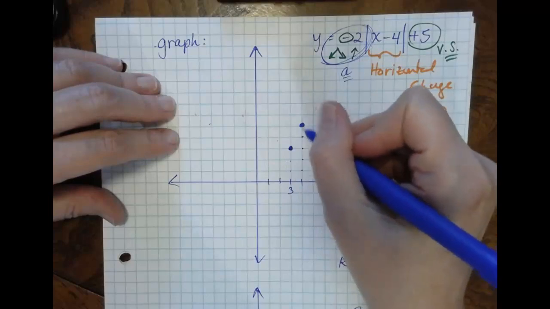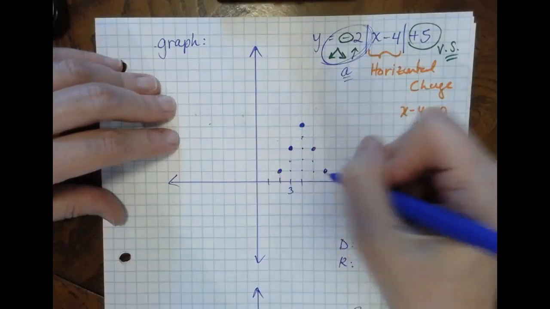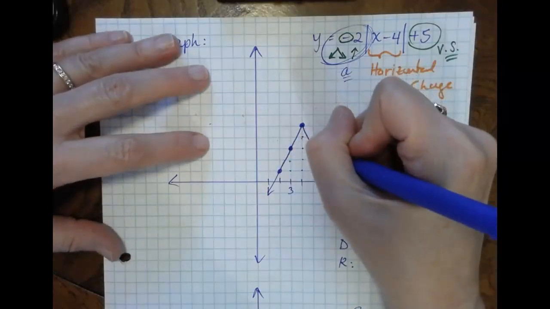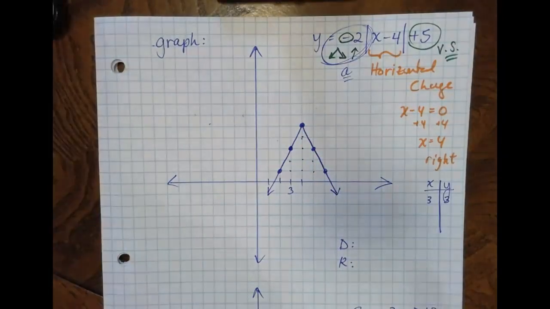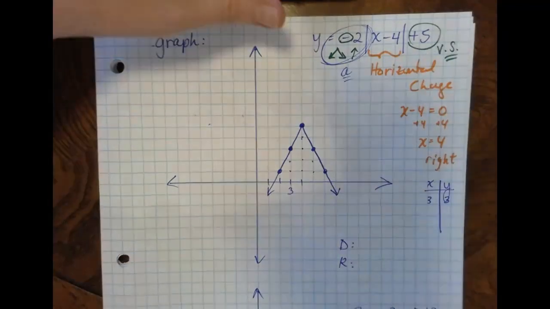Down 2 over 1, down 2 over 1. That is the quickest way to deal with an absolute value function. So there is y equals -2 times x minus 4 plus 5.